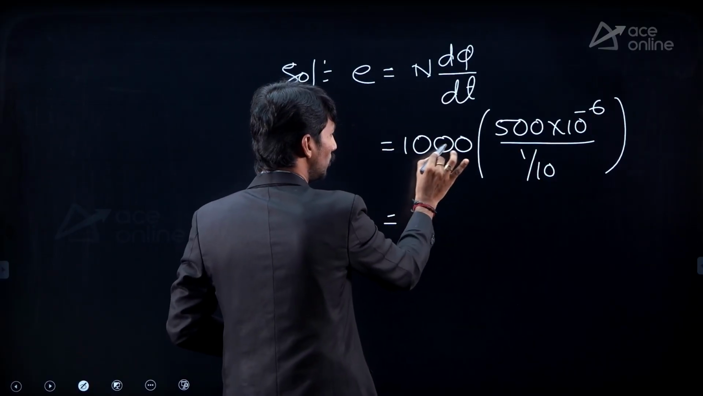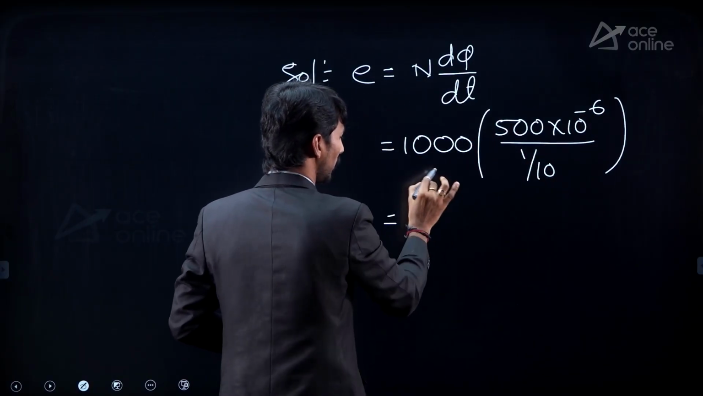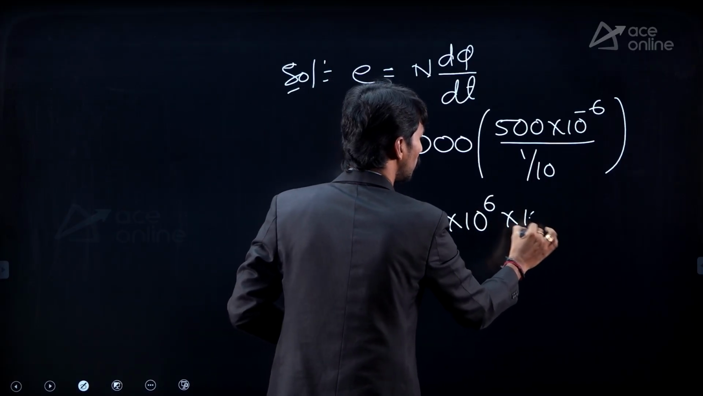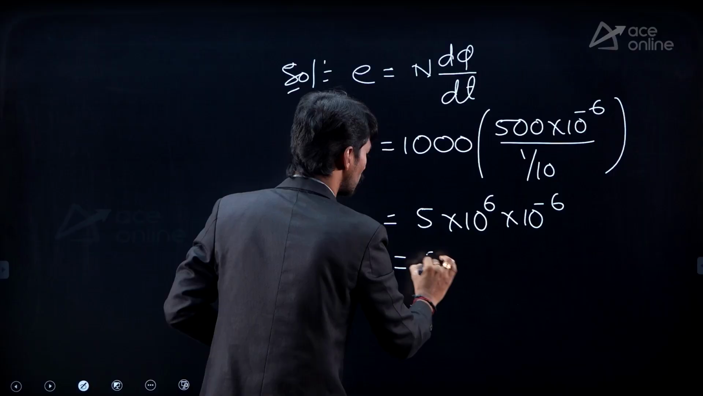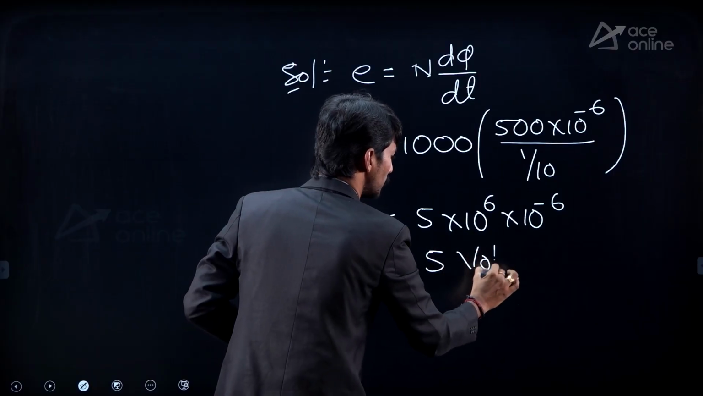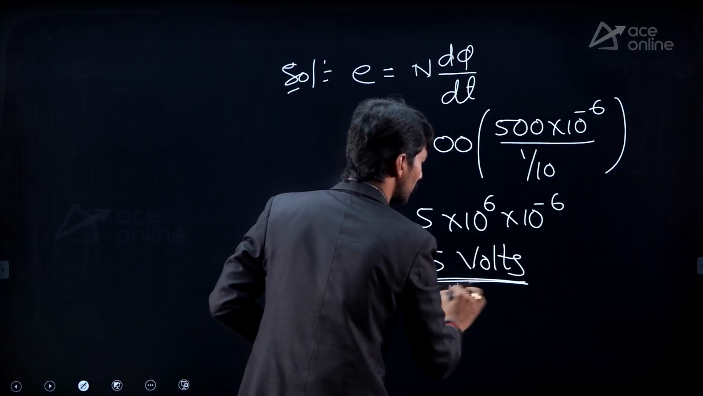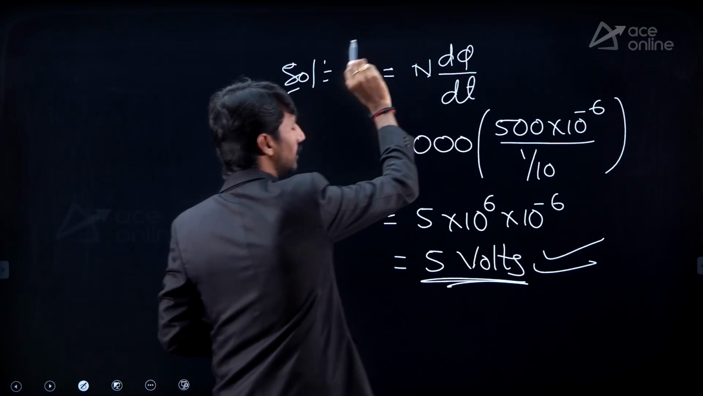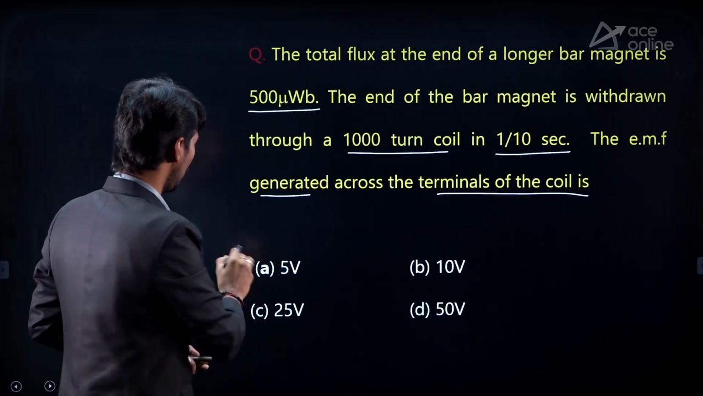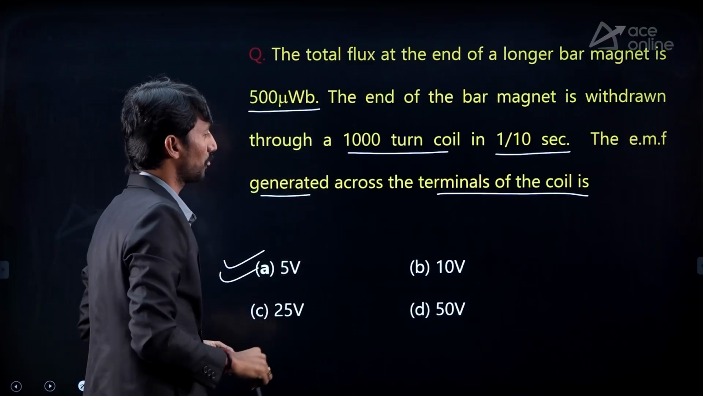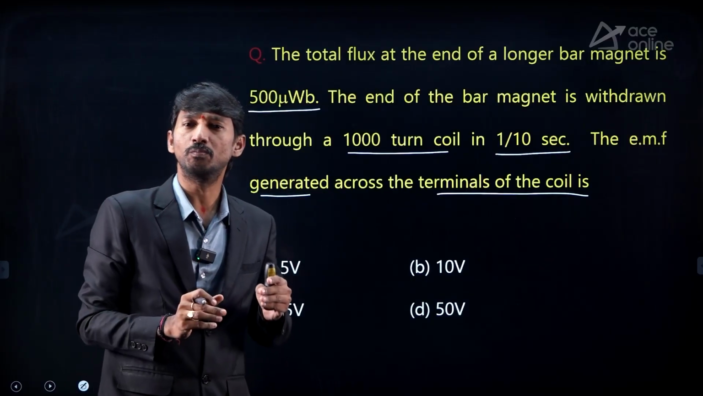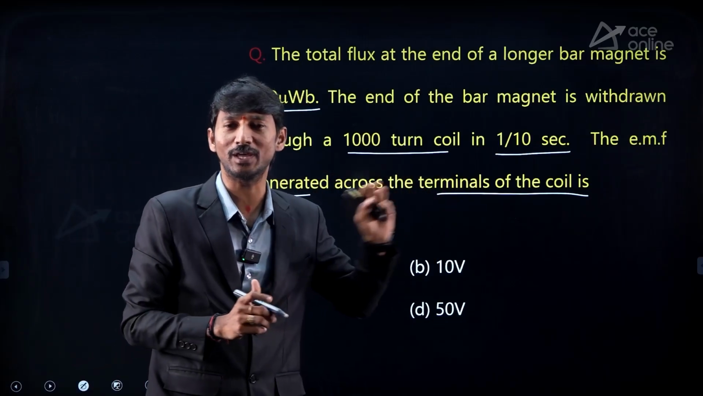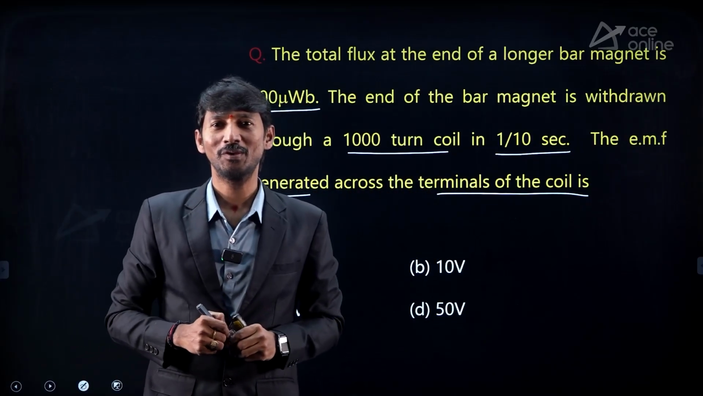So therefore, what is that? 5 into 10 power 6 into 10 power minus 6. So blindly, 5 volts. This is the answer. Simply, if you are able to recollect the formula, that is enough: N d phi by dt. Yes, 5. Right. So these are a few previous year questions, as well as some practice questions I have given. Prepare well. All the best.